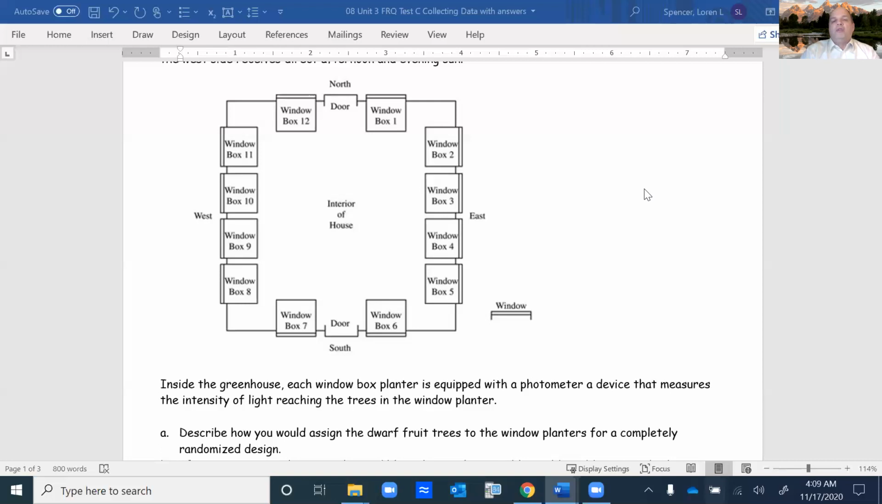Again, there were multiple ways to block that, but for me, because we know that there's different treatments, I would say treatment group would be 2, 3, 4, and 5. 11, 10, 9, and 8 would be the second one. And then I would group 1 and 12 and 6 and 7 together as the next group.